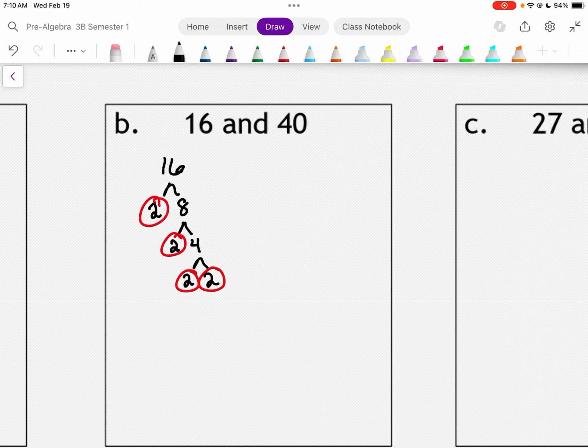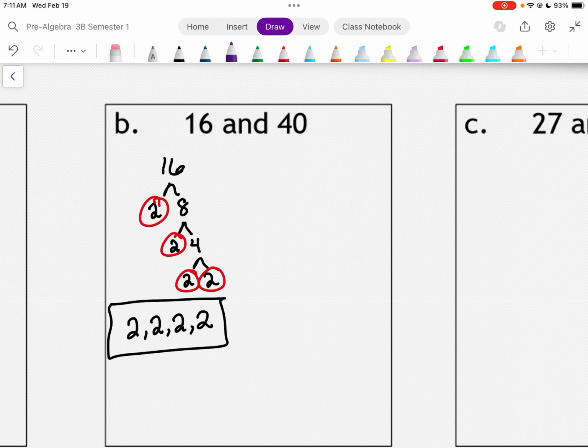So we have 4 2s. So I'm going to list those out at the bottom. And we're going to come back to this after we find our factors of 40. Okay. And when you do your factor tree, it does not have to look the exact same as someone next to you. So if you wanted to do 4 and 4 when you first started this factor tree, that is just fine as well.